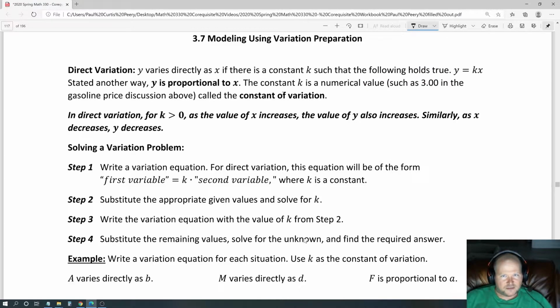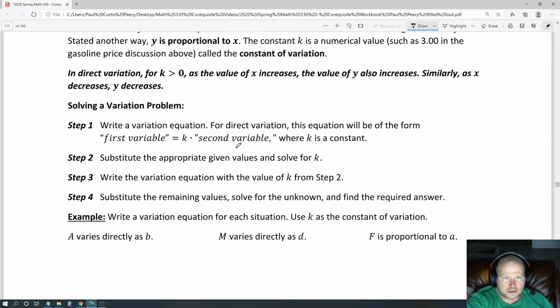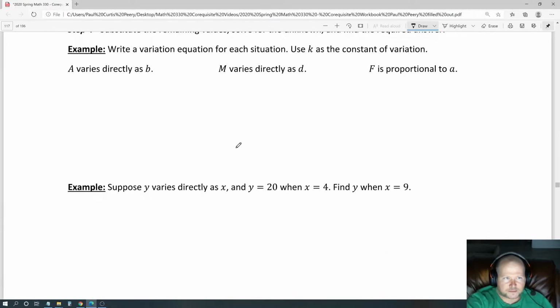All right. Let's do some examples. The first example is write a variation equation for each situation. Use k as the constant of variation. Now, when they say direct, we know that means multiplication. So we end up with y is equal to k multiplied by x, right?